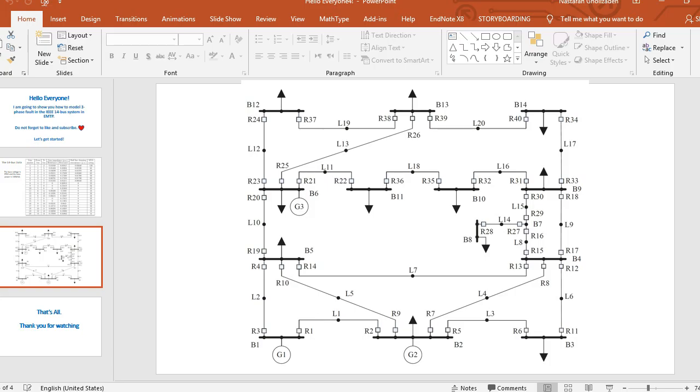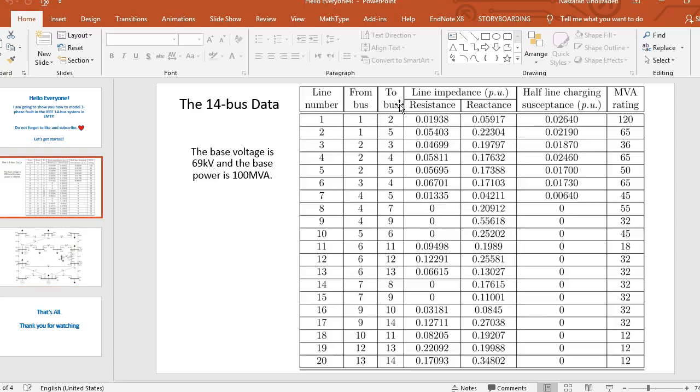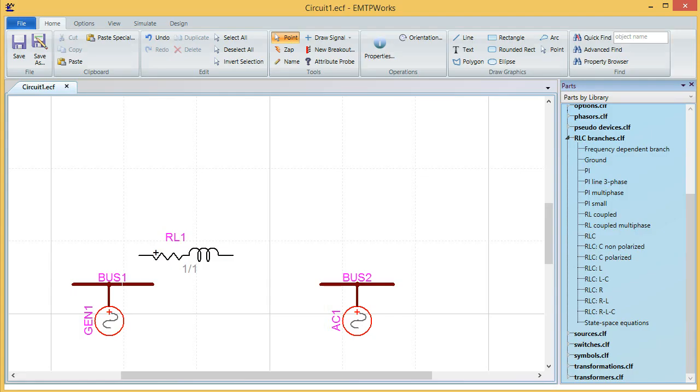Okay, let's see what's the value for the first line. The resistance is this much, and I'm going to divide it by 2 because, as I said, for each line I will be using 2 RL branches like this. Let me just demonstrate that, like this, and I will put a fault in the middle of each line. That's why I'm going to need 2 RL branches for each line. This is specific to my study.